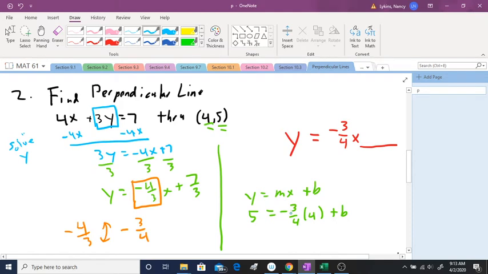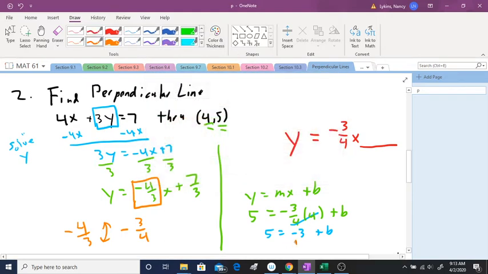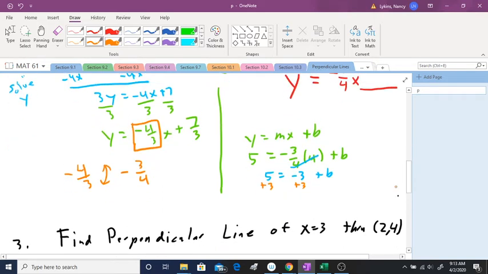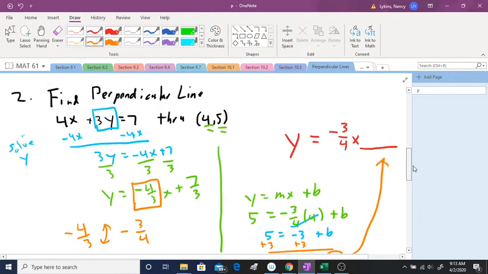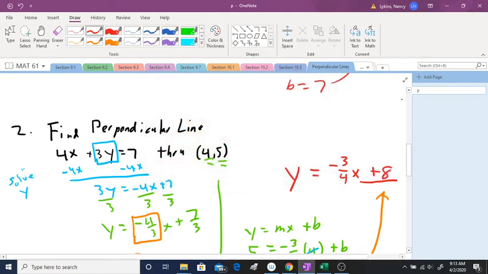Now, if I multiply these, you could say negative 3 times 4, then divided by 4, but I like doing this. The 4's cancel each other out to form a 1. So you got 5 equals negative 3 plus b. Add 3. b equals 8. Since this is positive 8, that would make that plus 8.